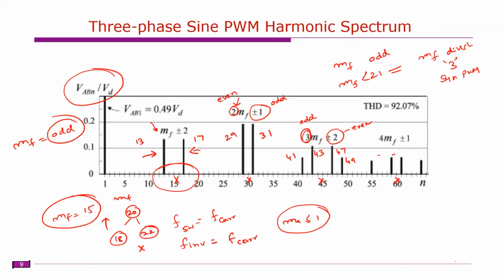When you want synchronous PWM, we already discussed that MF is greater than 21. Whether it is synchronous or asynchronous, there is not much difference. The performance is more or less the same.